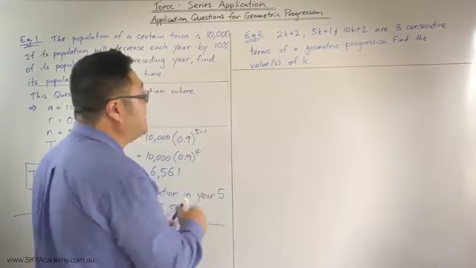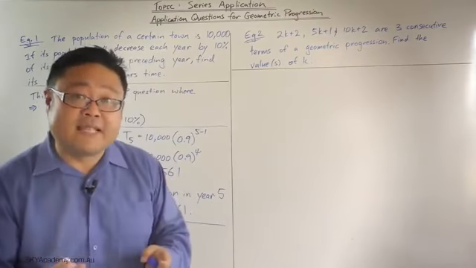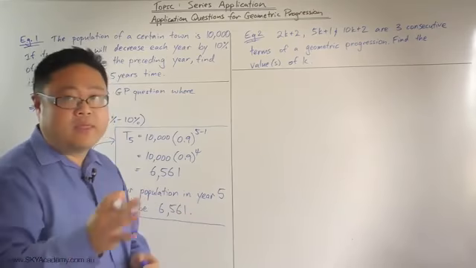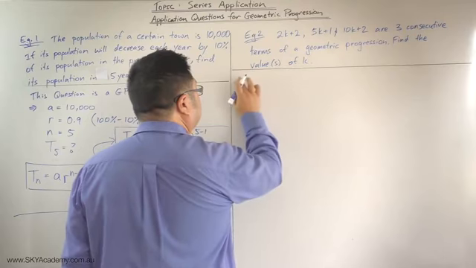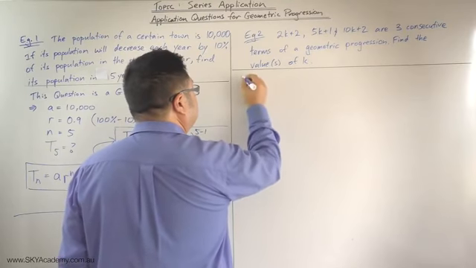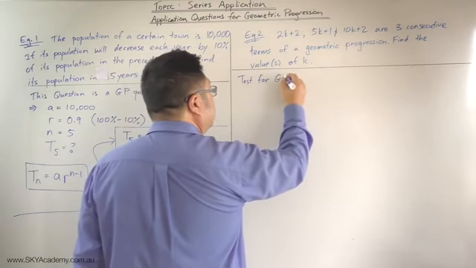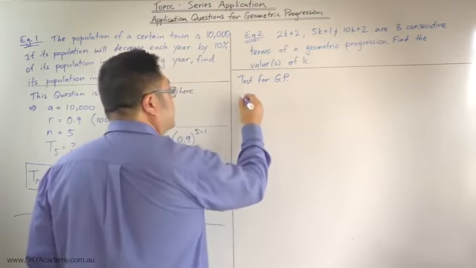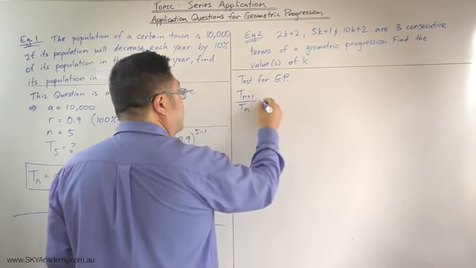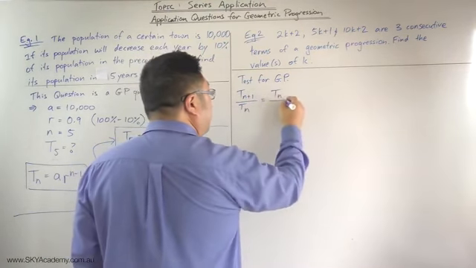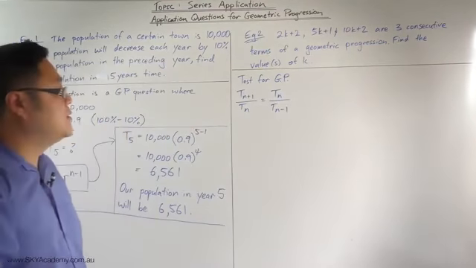So the best way to do this is to use the geometric test. Remember how I went through the geometric tests? Basically, the test for GP or geometric progression is Tn plus 1 over Tn is equal to Tn over Tn minus 1. Does that make sense?